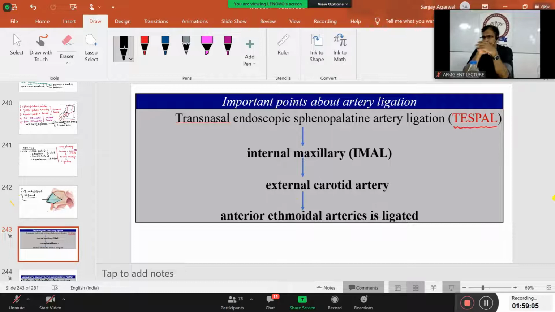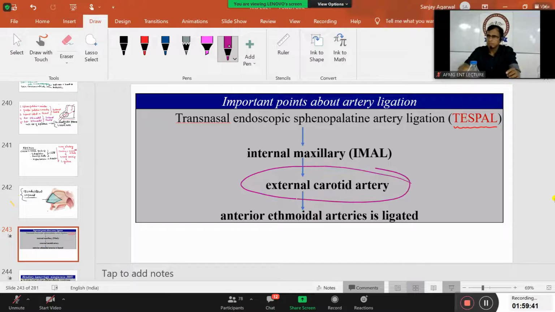The last one is a very important MCQ. Please remember that they'll ask you: we have ligated external carotid, the bleeding continues, so what is the next thing you'll do? Next thing I'll do is, because this is bleeding now.